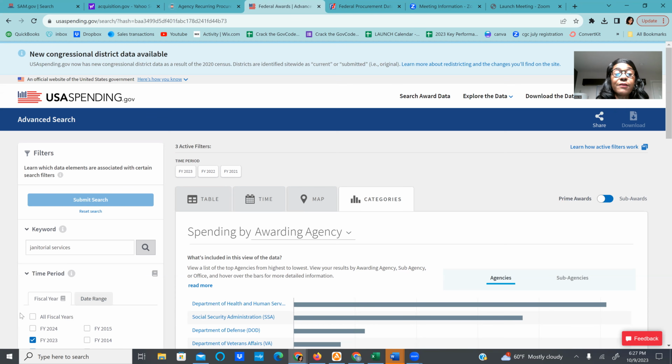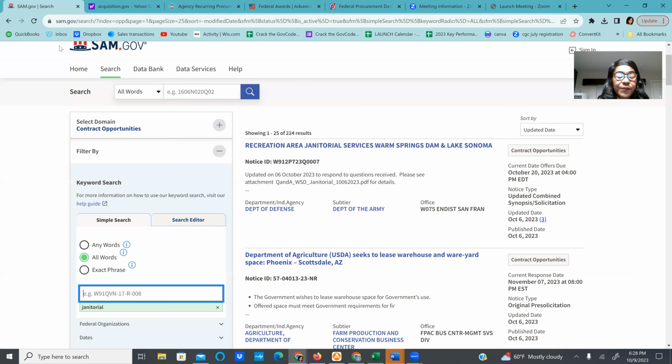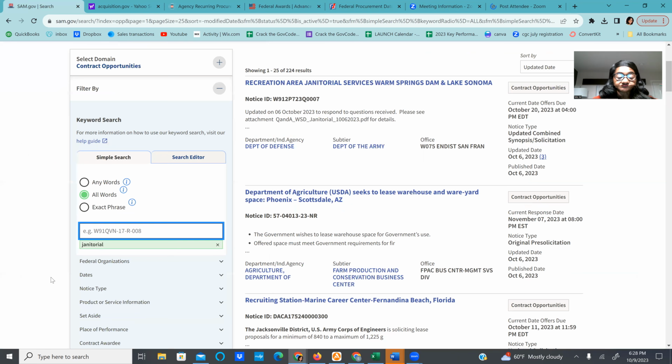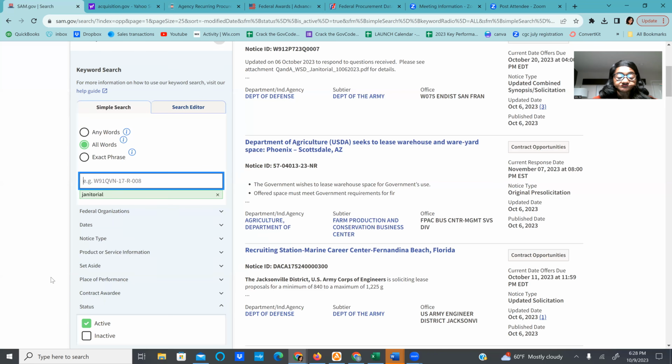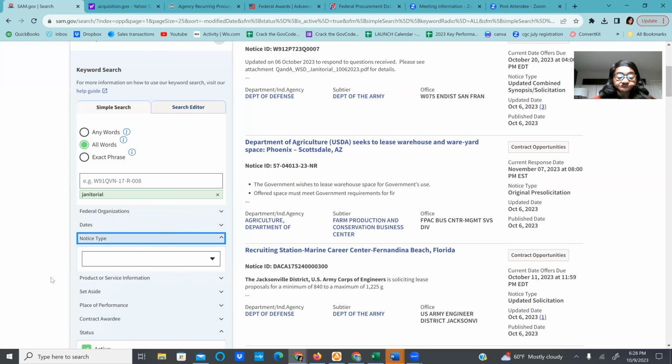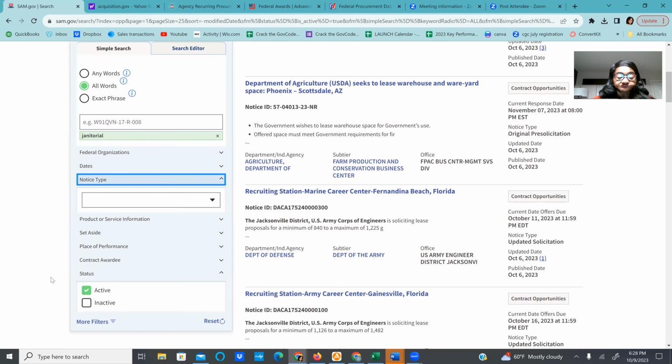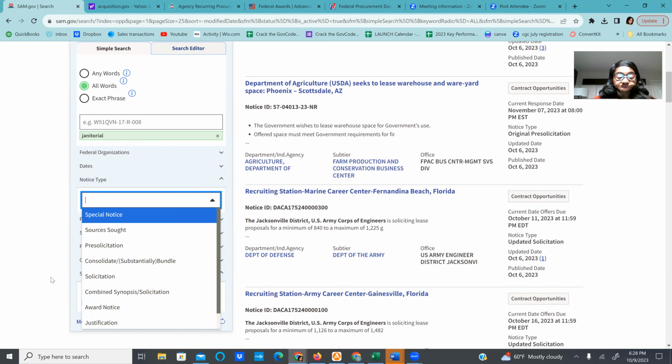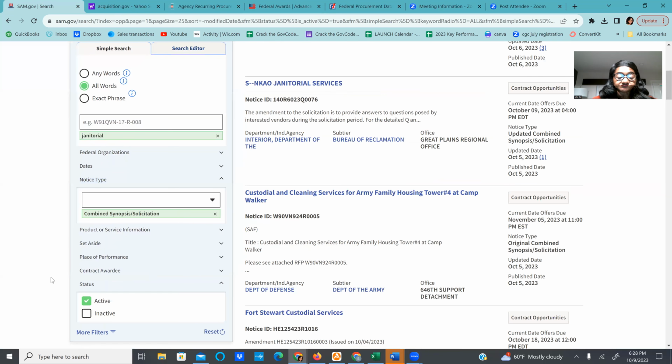SAM.gov is where I look for current bids. If I go over to SAM.gov, I'm going to put in janitorial, and then go into advanced search. Then I'm going to look at my notice type. My goal is to look for the combined synopsis, because that's usually going to be your quotes. So I'm looking for an RFQ, which is a request for quote. That's what I'm looking for if I'm looking for current bids.